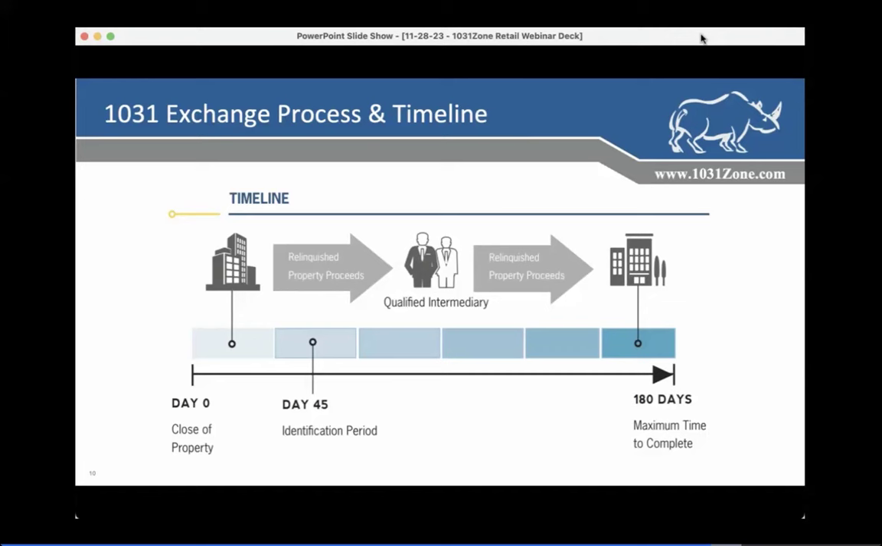45 days goes really quick. To find a property, to put an LOI on a property, to lock a property up under contract, to do due diligence on a property, inspections, appraisals, all of this stuff takes time. So in a perfect world, you're going to know what you're going to 1031 exchange into prior to the closing. You don't want to hang out in this 45-day window for too long.